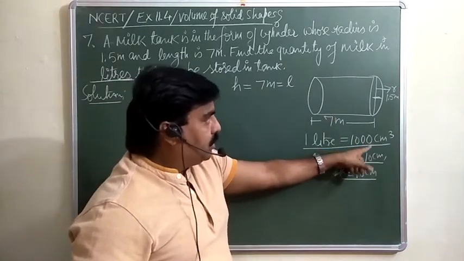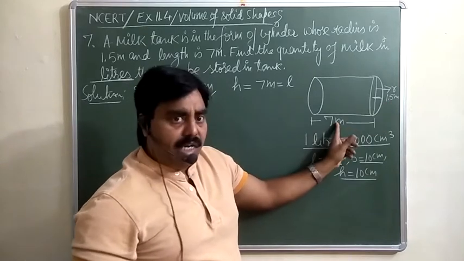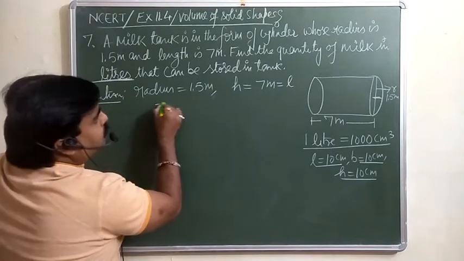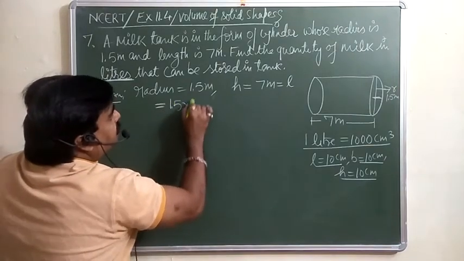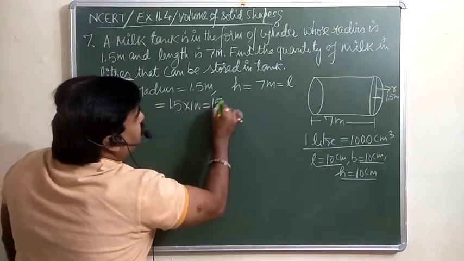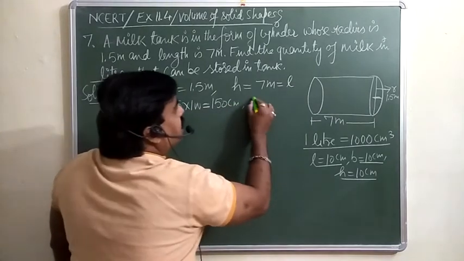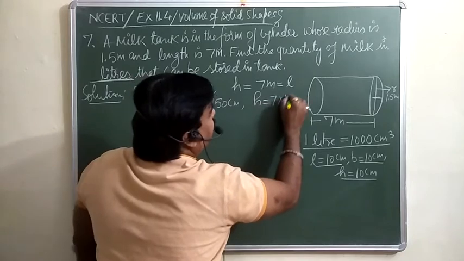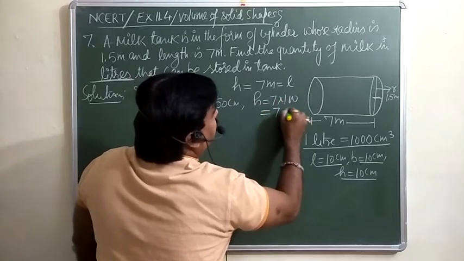So you are supposed to change this meter into centimeter first. That will be quite better, because we have to calculate in liters. So R will be equal to 1.5 into 100, so this is 150 centimeter, and H will be 7 into 100, that is 700 centimeter.